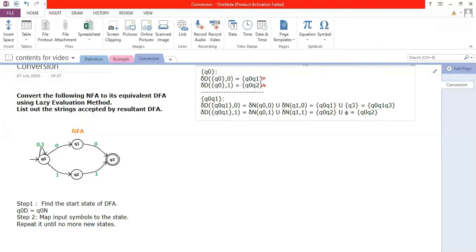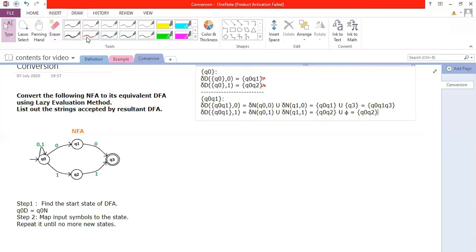So observe properly. Q0, Q1 with 0 is Q0 with 0 union Q1 with 0. Q0 with 0 is Q0, Q1. Q1 with 0 is Q3. So it is Q0, Q1, Q3. Similarly, Q0, Q1 with 1: Q0 with 1 is Q0, Q2, and Q1 with 1 is nothing. There is no transition, so we just take the union of it. So that would be the answer there. Now again observe, Q0, Q2 is not a new state, but Q0, Q1, Q3 is the new state. So I just mark Q0, Q1, Q3 as the new state. I think that's clear now.